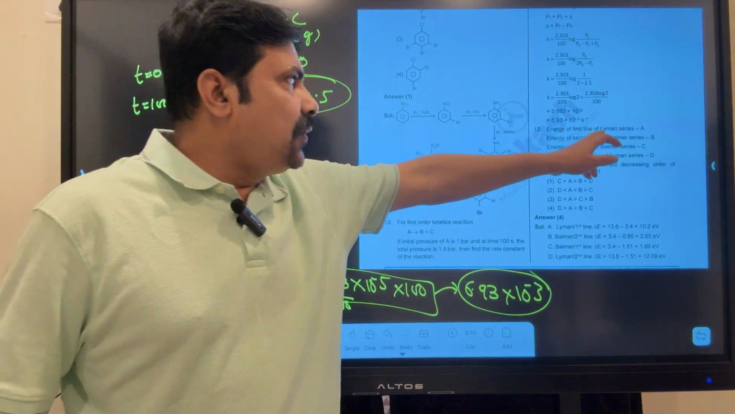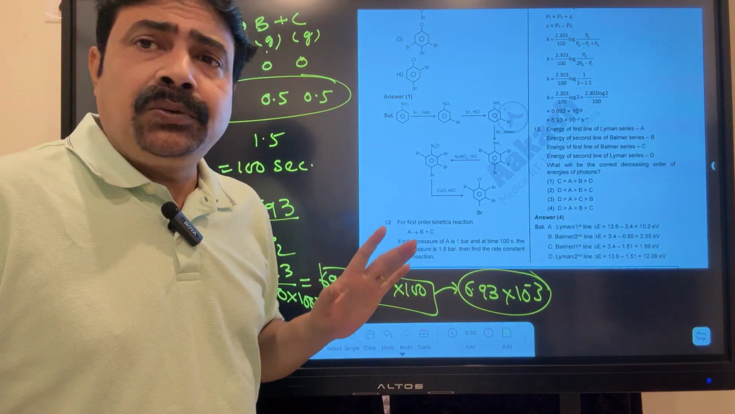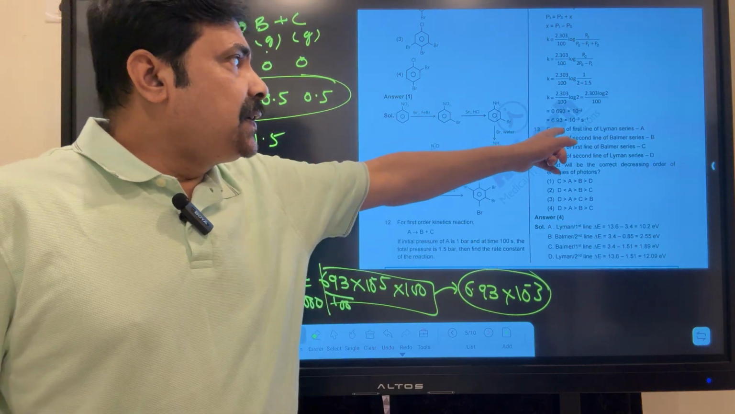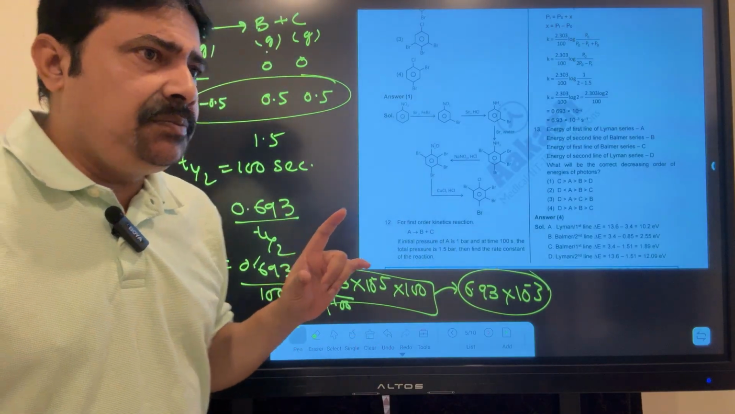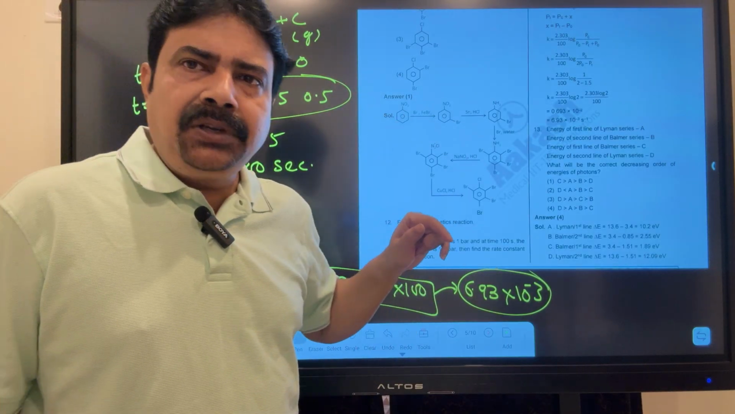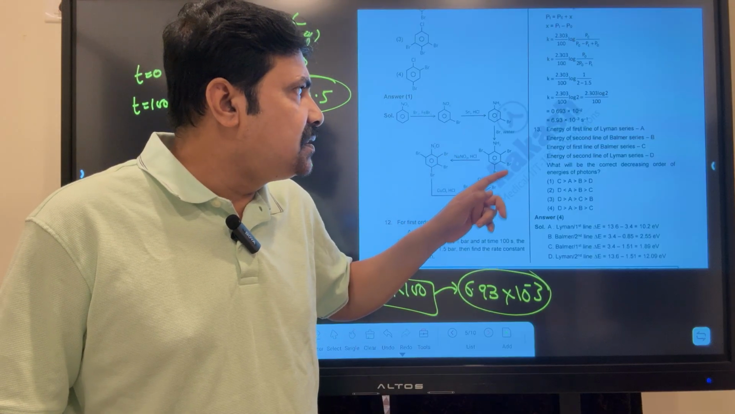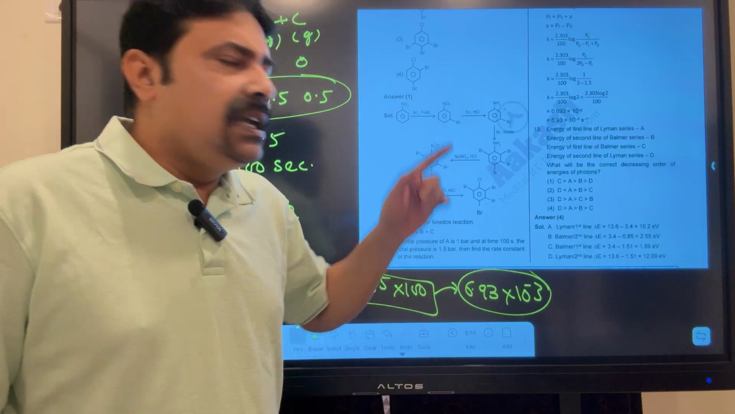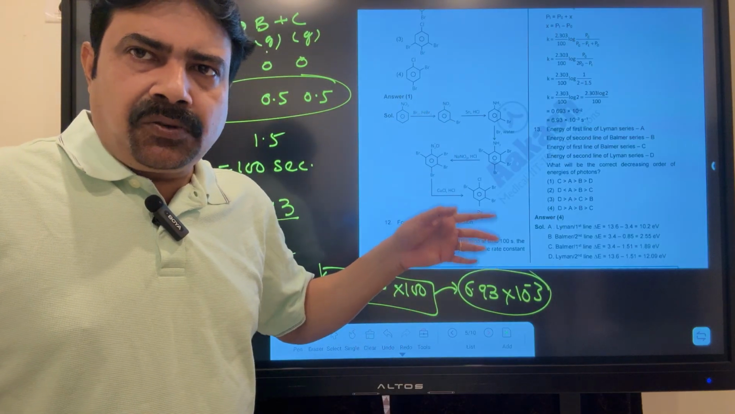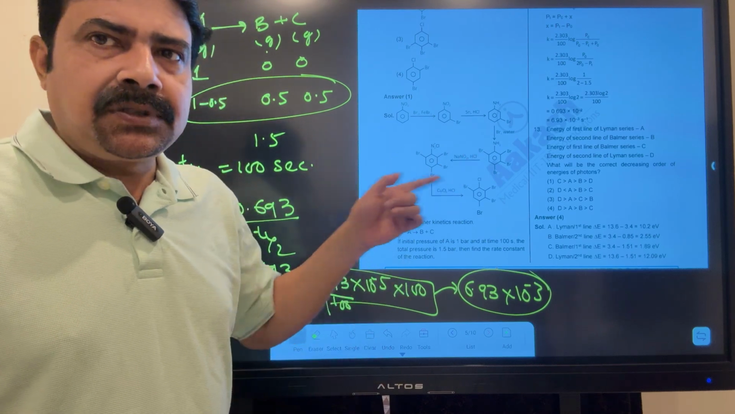Here, energy of the first line of the Lyman series. I am telling you the concept, you can check it out. I know the first line of the Lyman series means 2 to 1 transition. So 1 by lambda will be equal to R into Z squared, for hydrogen atom Z squared will be 1. So R into 1 by 1 squared minus 1 by 2 squared, from there I will get the lambda in terms of R.